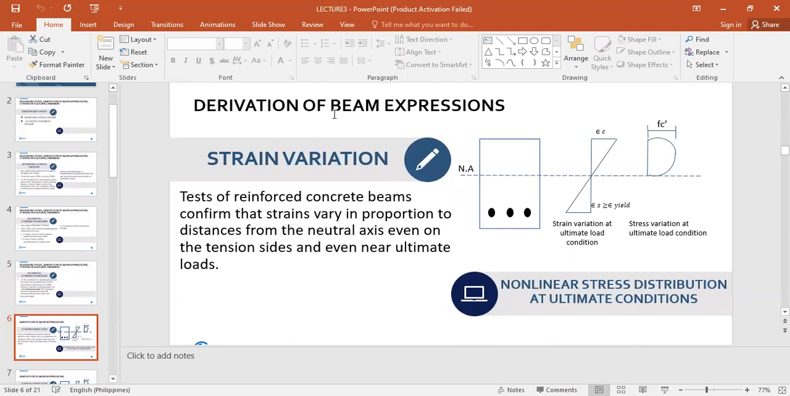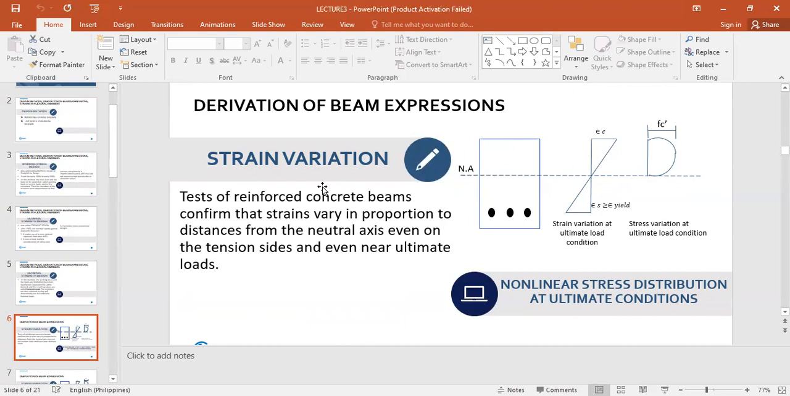So let's discuss the derivation of some beam expressions. In this figure, this is the nonlinear stress distribution at ultimate conditions, wherein we have the strain variation as well as the stress variation at ultimate load conditions. And then we have the so-called beam section. And we have here the steel strain, which reaches or should be greater than or equal to the yield strain. And in this portion, this is referred to as the concrete strain.